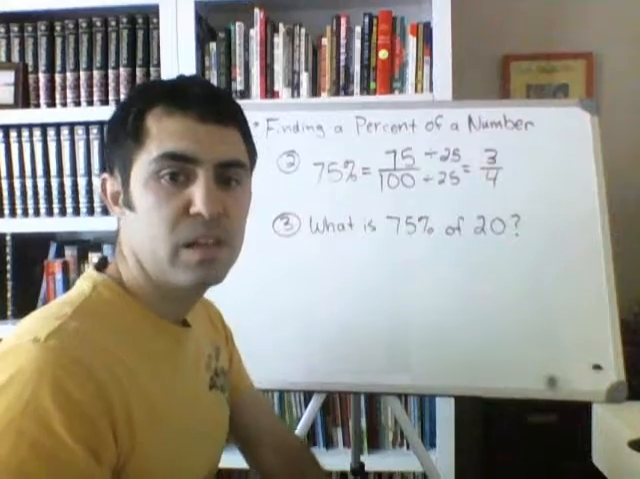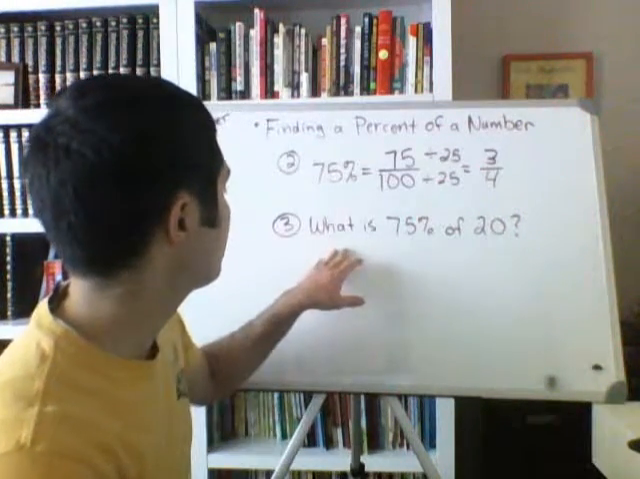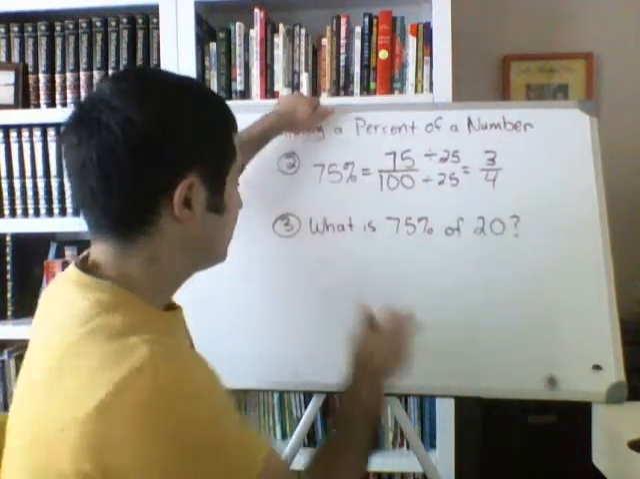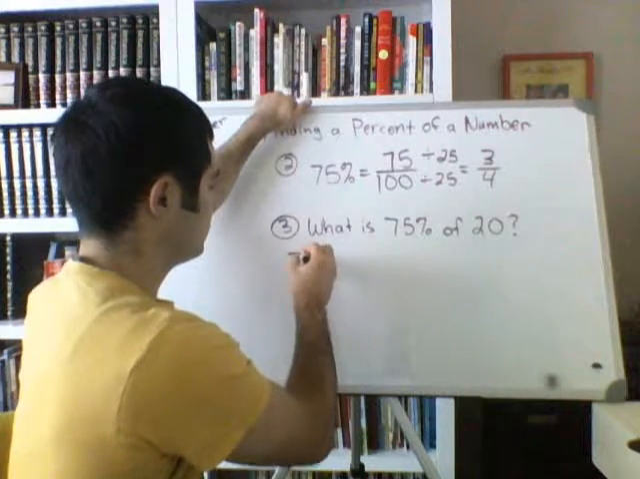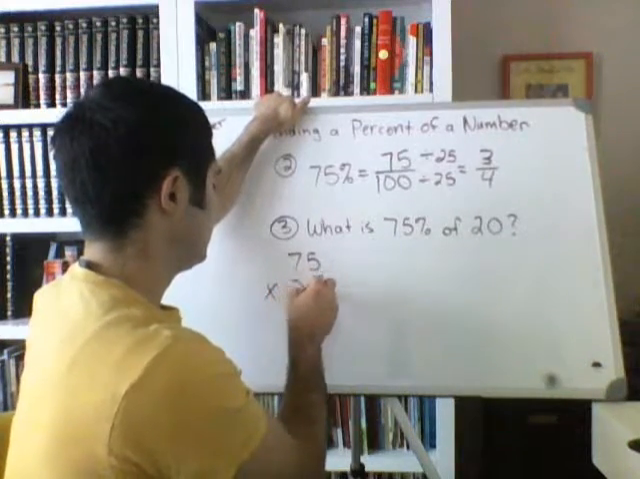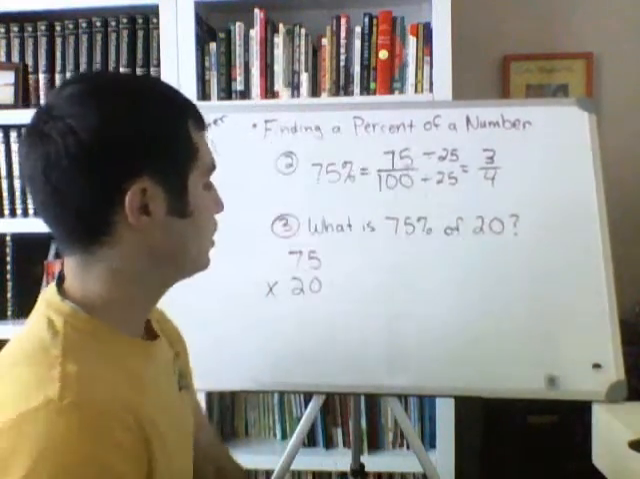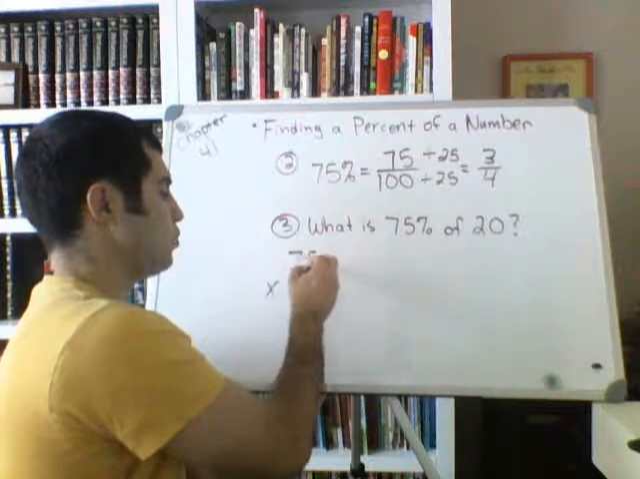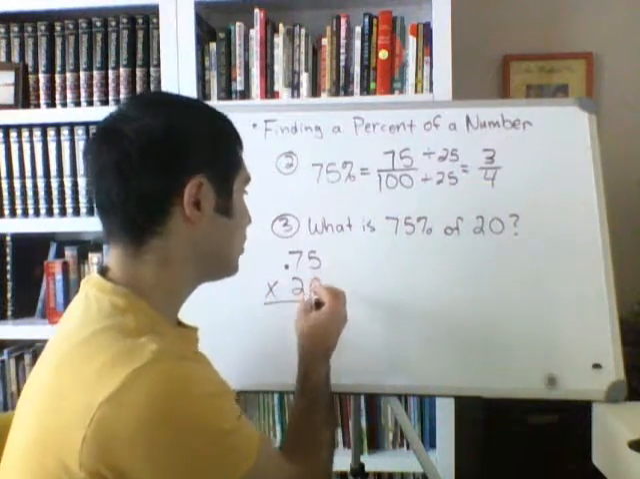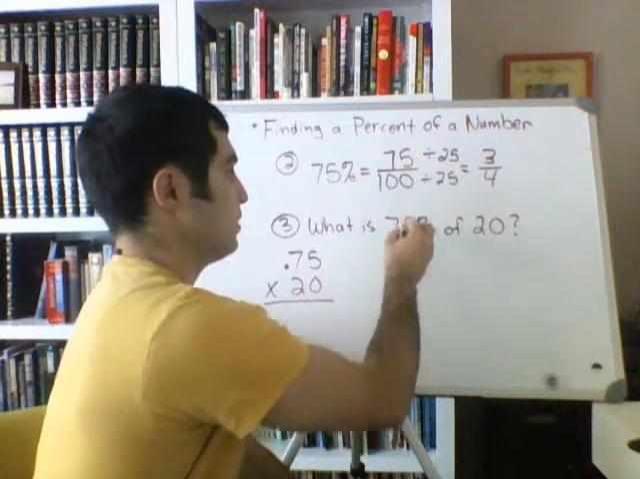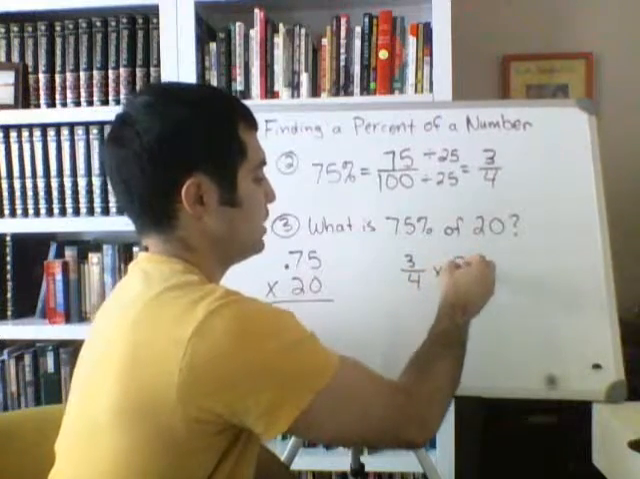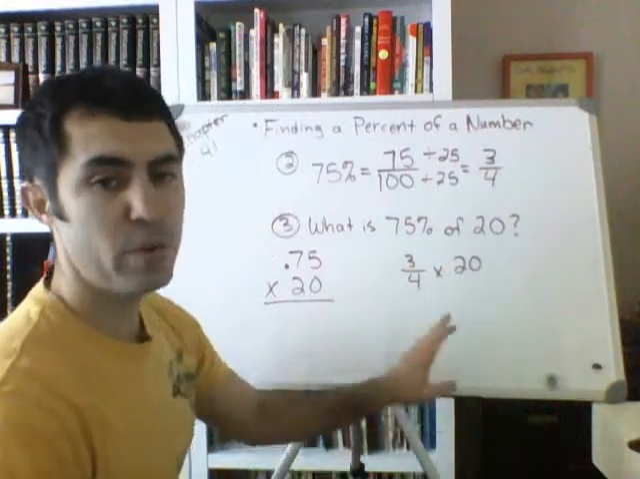Alright, let's do a couple. So the next problem I wanted to talk about is what is 75% of 20? And remember, the word of in math means multiply. So we're going to take 75% and we're going to multiply it by 20. Remember, percent as a decimal, you got to move the point 2 places to the left. So 1, 2, decimals right there. Okay? And let's multiply it. Now that's one way to do it. Another way to do it is take the fraction, which we already know 75% is 3/4, and multiply that by 20. Okay? There's 2 different ways to get the same answer.